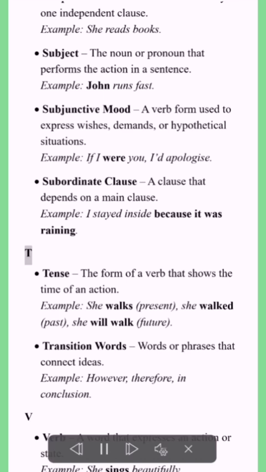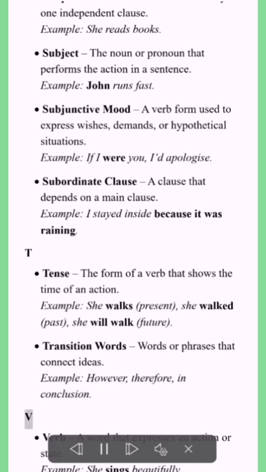T. Tense, the form of a verb that shows the time of an action. Example: she walks, present; she walked, past; she will walk, future. Transition words, words or phrases that connect ideas. Example: however, therefore, in conclusion.